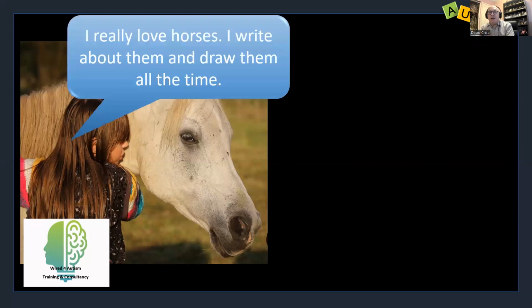So again, this little girl here, I love horses. I like to write about them and draw them all the time. And again, animals are quite a common interest amongst autistic people because animals generally don't judge you. Animals are often more supportive, in many cases more loving than humans can be, because there is no other side to them. Many animals are loyal to an extent that you would never find humans naturally that loyal.